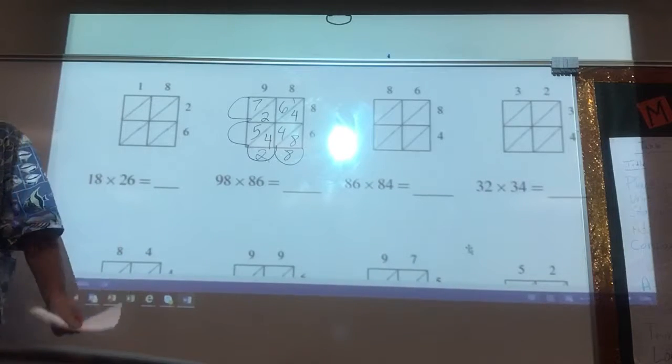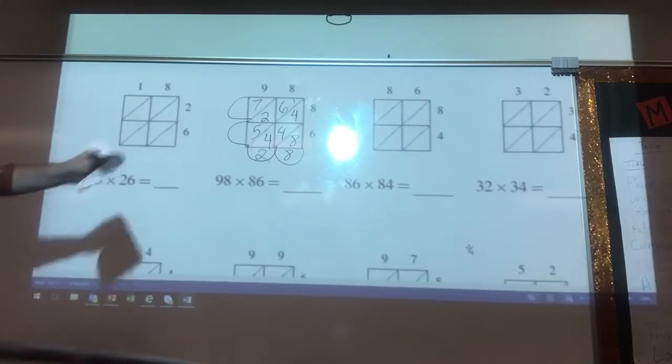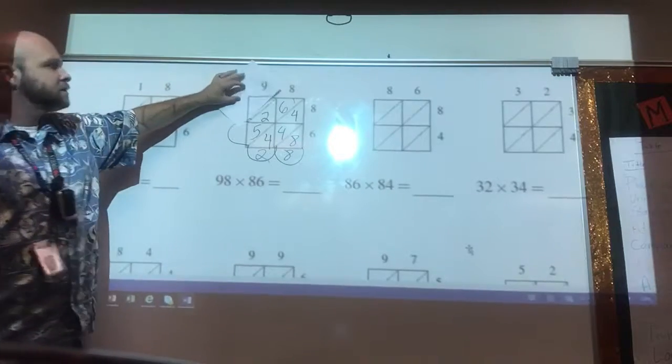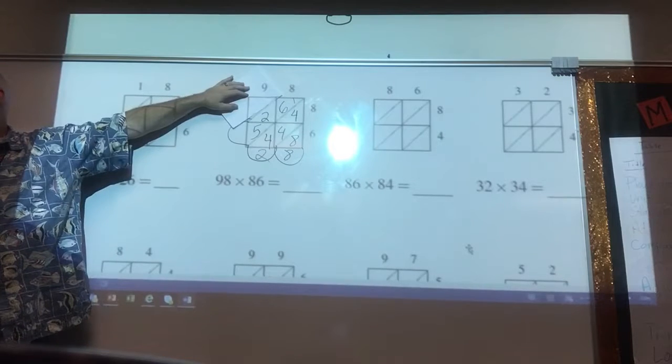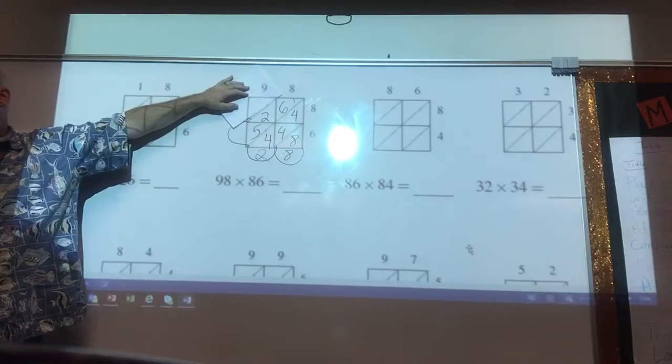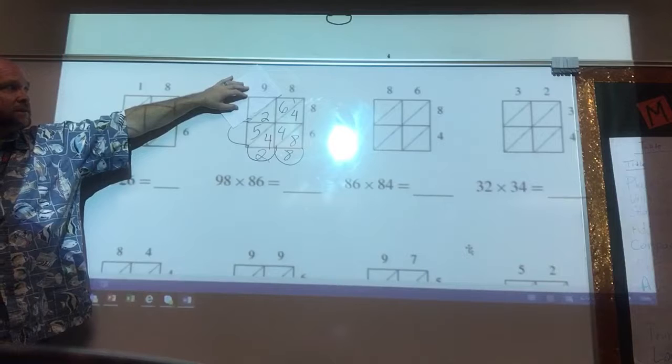Alright, so now I've done my first 2 diagonals. Now in this next diagonal, can you see it, Hunter? That might be part of your problem. You may need to slide a desk over or sit over here in Bethany's seat so you can see.